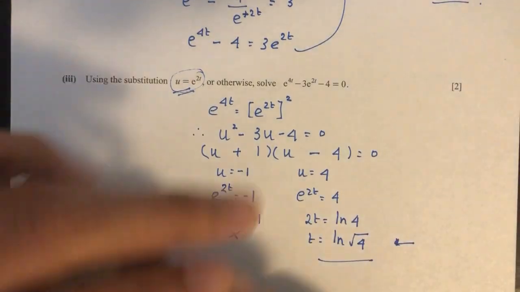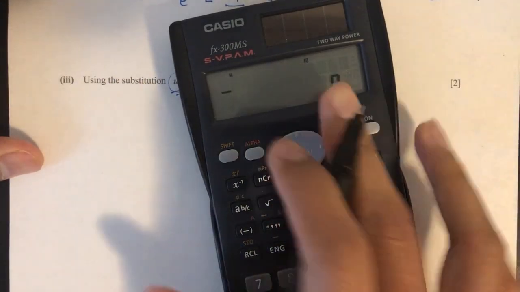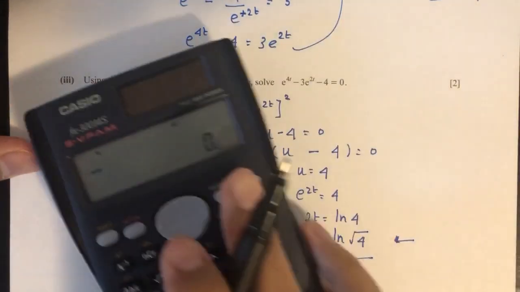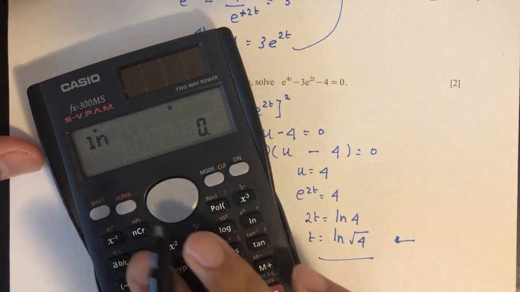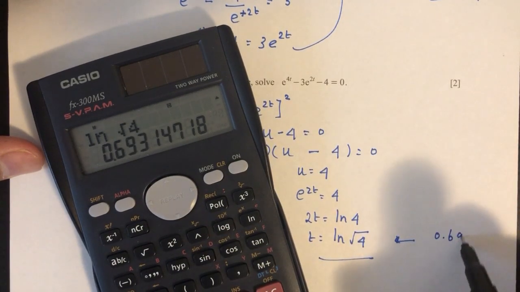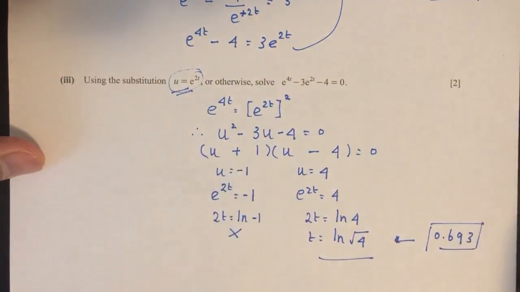So let's check for this one, ln of a negative number. It is not defined. So the value of t will be ln square root of 4. We can also find the value. It should be about 0.693. Okay, that will be question number 3.